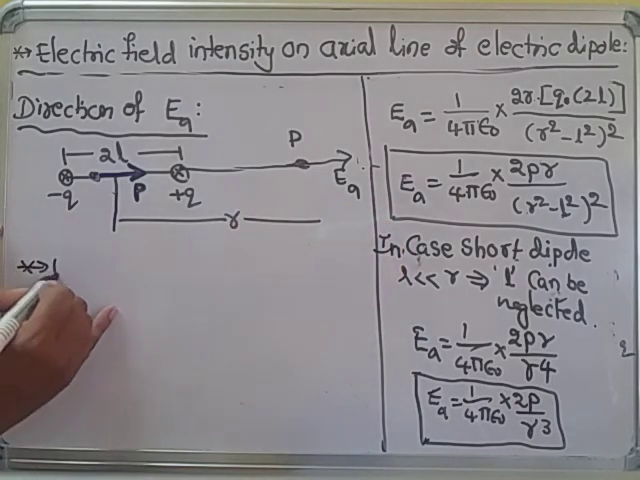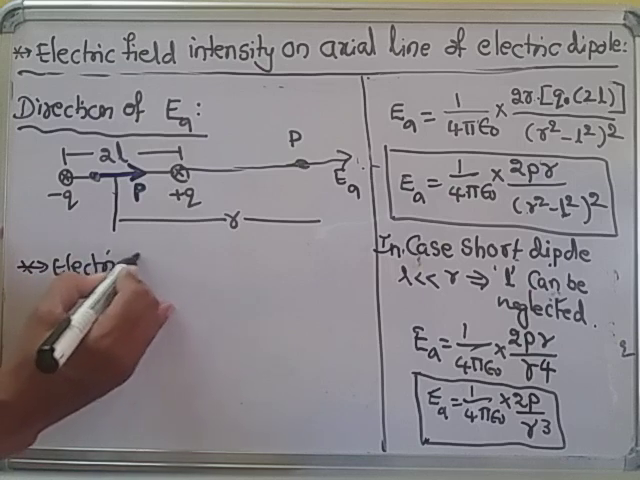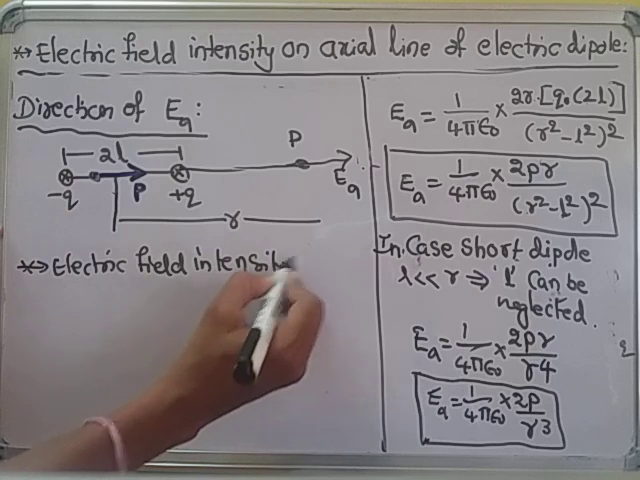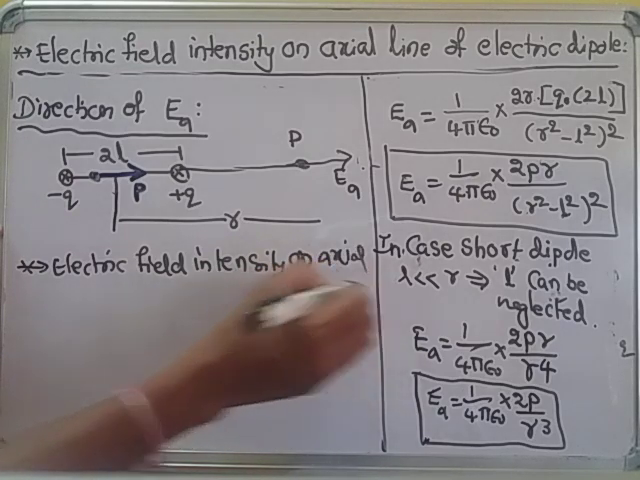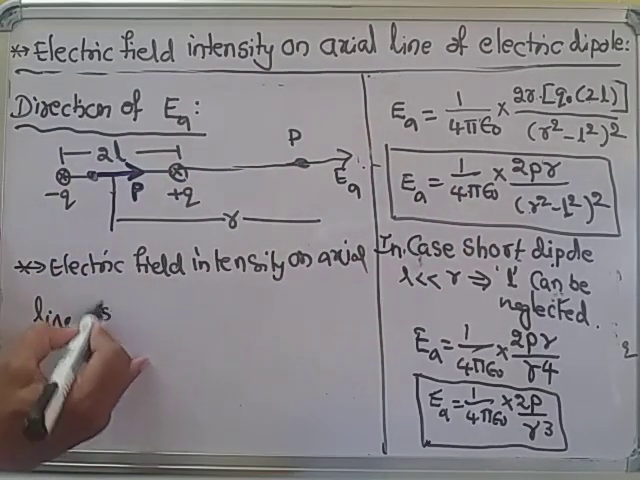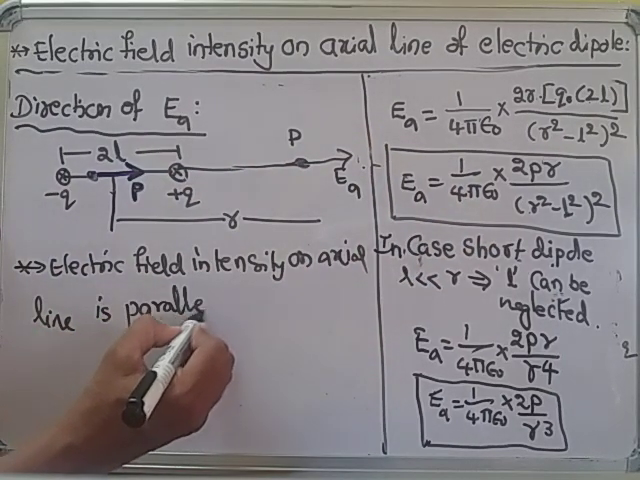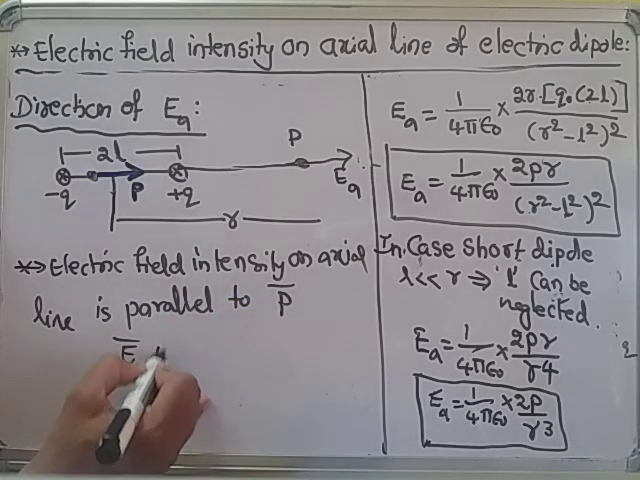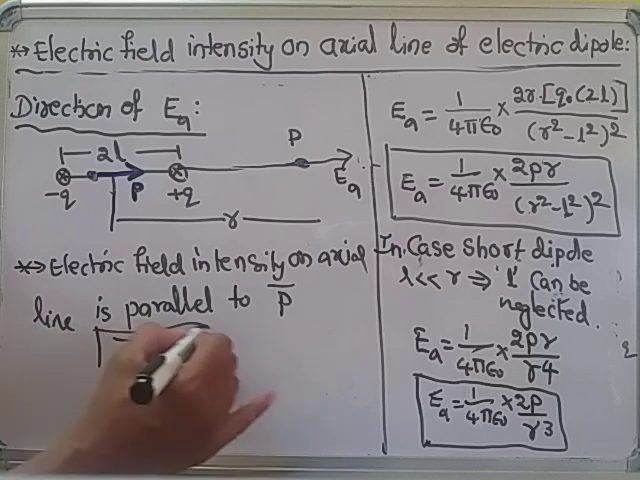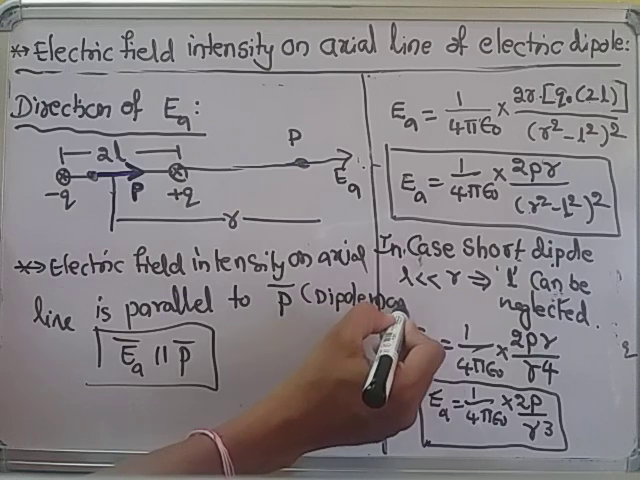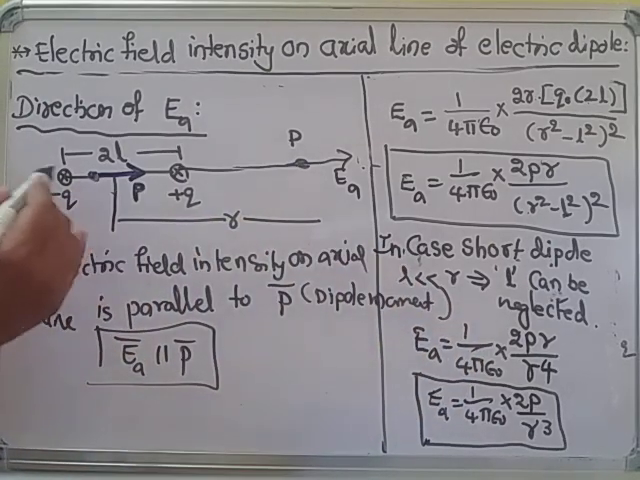That means the electric field intensity on the axial line is on the right side. Axial line means the line passing through the two charges. It is parallel to what? Parallel to P bar, right? That means EA bar is parallel to P bar. That means parallel to the dipole moment. That means it is in the direction of the dipole moment. That means it is in the direction from minus q to plus q.